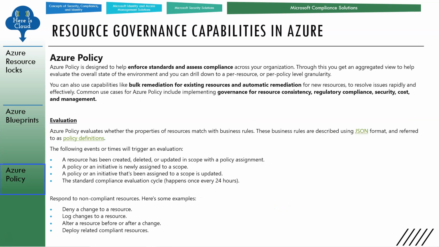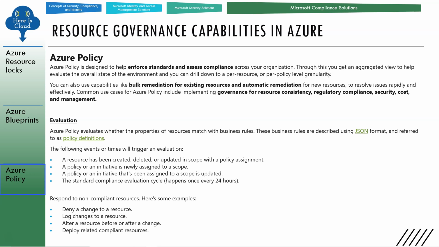The next is Azure Policy. Azure Policy is designed to help enforce standards and assess compliance across your organization. Through this, you can get an aggregate view to help evaluate the overall state of the environment, and you can drill down to per resource, per policy level granularity. You can also use capabilities like bulk remediation for existing resources and automatic remediation for new resources to resolve issues rapidly and effectively. Commonly used cases of Azure Policy include implementing governance for resource consistency, regulatory compliance, security, cost, and management, etc.